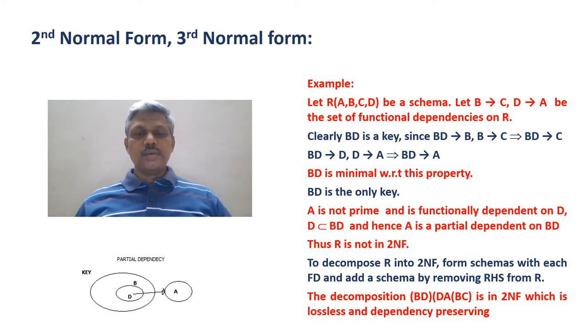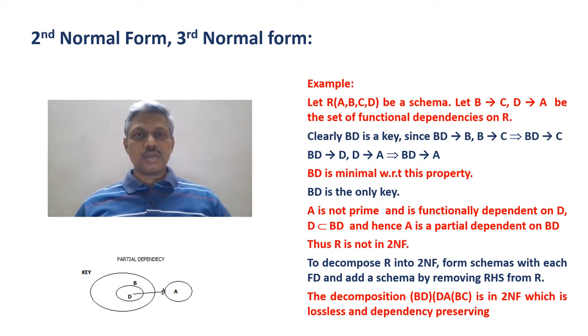Now, once I identify the key, then for each functional dependency, I have to check whether it satisfies the conditions or not. If I take D then A, A is not a prime attribute because BD is a key, so A is not part of the prime attributes. And one more thing is D is part of the key. D is a proper subset of BD. So a proper subset of the key is determining A, and A is not a prime attribute. So now this fails the conditions of the second normal form we have just seen. So because of the functional dependency D then A, it is not in second normal form.